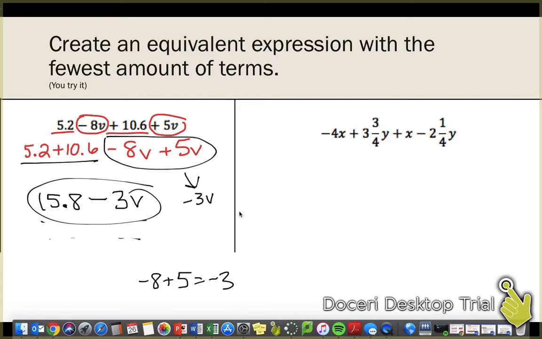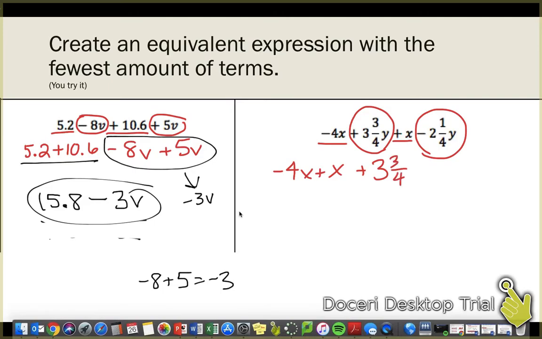Alright, let's try this one here. We have our x's and our y's. So I have negative 4x plus x, and then I have 3 3/4 y minus 2 1/4 y. So I'm going to take my coefficients and I'm going to combine them. So I have negative 4 plus positive 1, which will give me negative 3. So this is negative 3x.